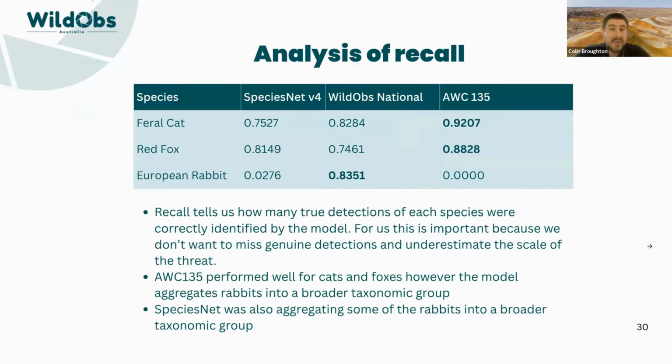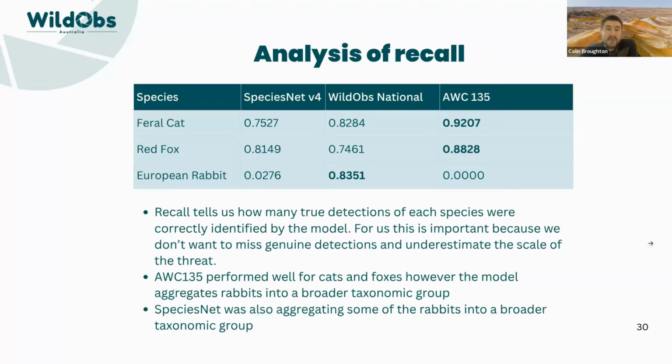So firstly, looking at the recall. Recall really tells us how many true detections of each species were correctly identified by the model. For us, this is really important because we don't want to miss genuine detections of those species, and this would underestimate the scale of the threat.